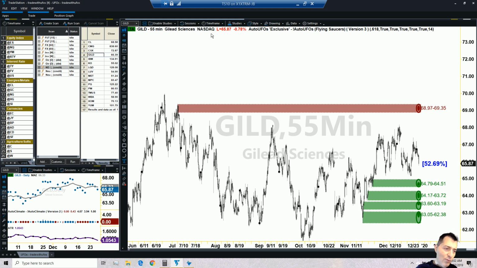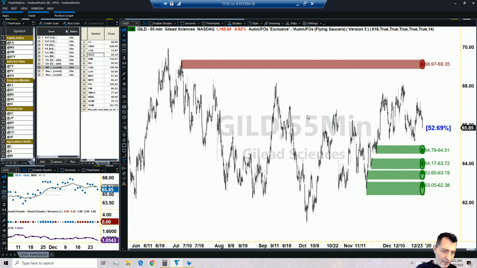So wow, it's not making it too easy for us, isn't it? Now certainly that's a good setup for credit spreads with so many green UFOs, but not for pure non-directional trades. Okay, so let's keep going.